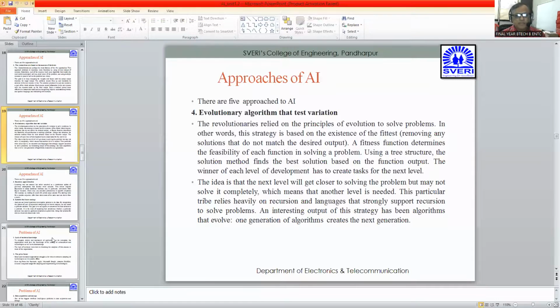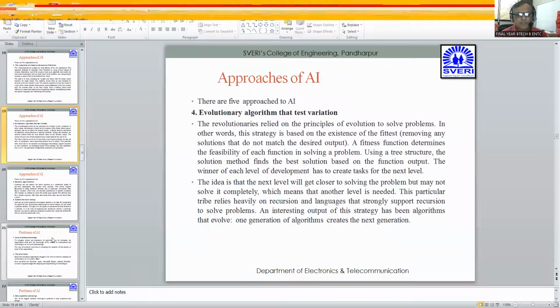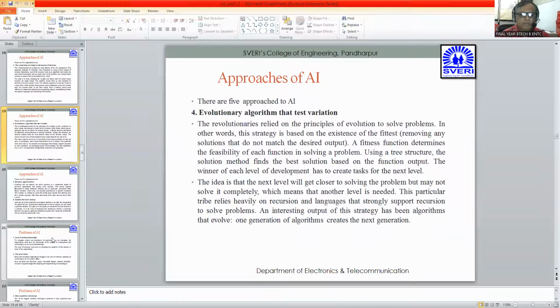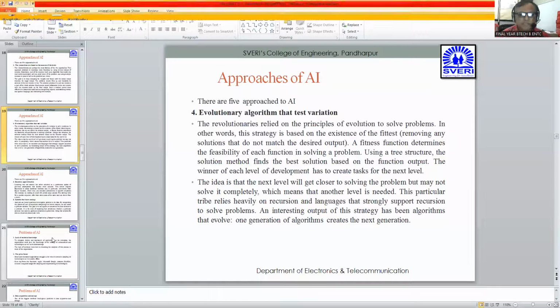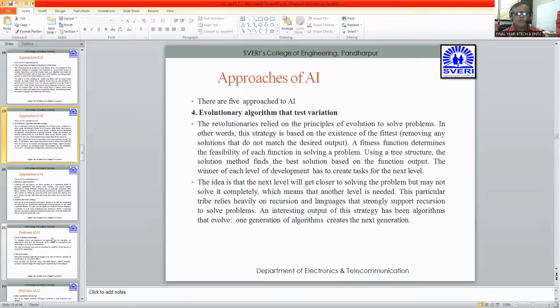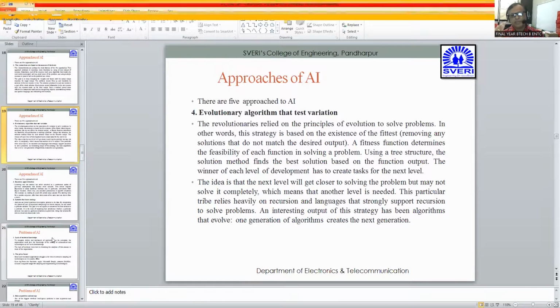The winner of each level of the development has to create tasks for the next level. So each task which is completed is going to create a new task for the next level. The idea is that the next level will grow closer to solving the problem, but may not solve it completely, which means another level is needed. So it is not necessary that each and every level will give you the solution. Sometimes the next level is needed because till that time you haven't got the solution. Exactly the same thing happens in your brain.